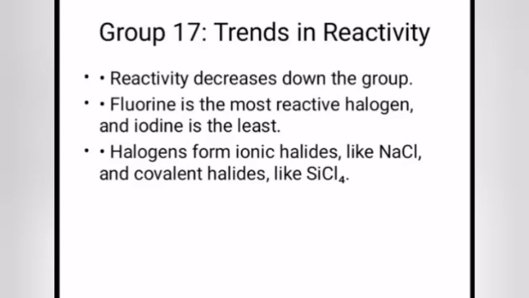Halogens form ionic halides when they react with metals, and when they react with silicon, they form silicon chlorides. They react very well with most elements on the periodic table. You will see them reacting with group one, group two, group three, group four, group five elements, almost every element on the periodic table.